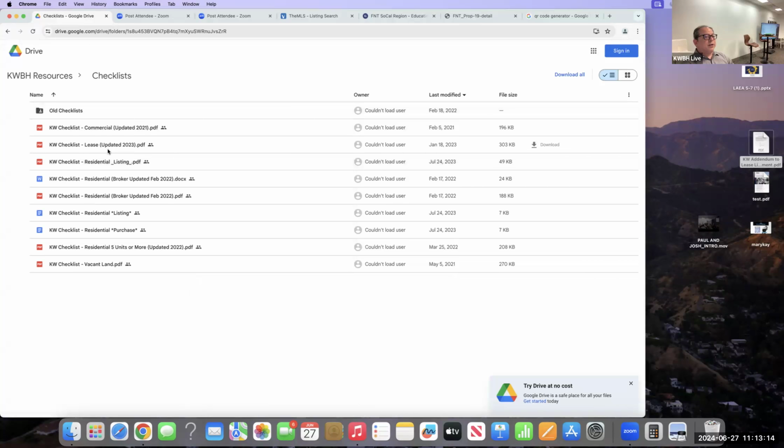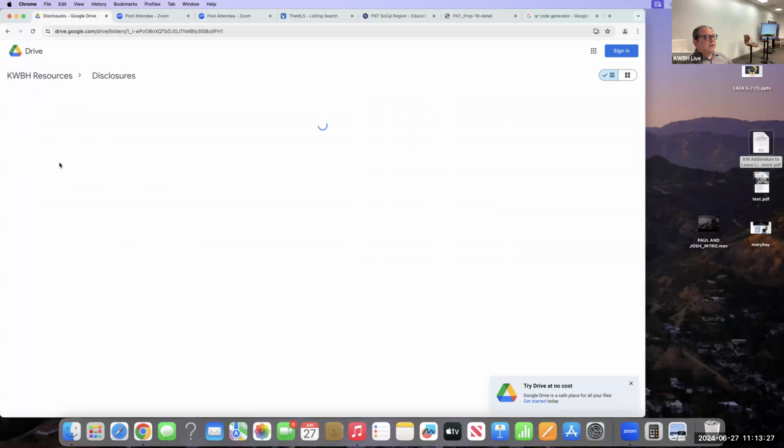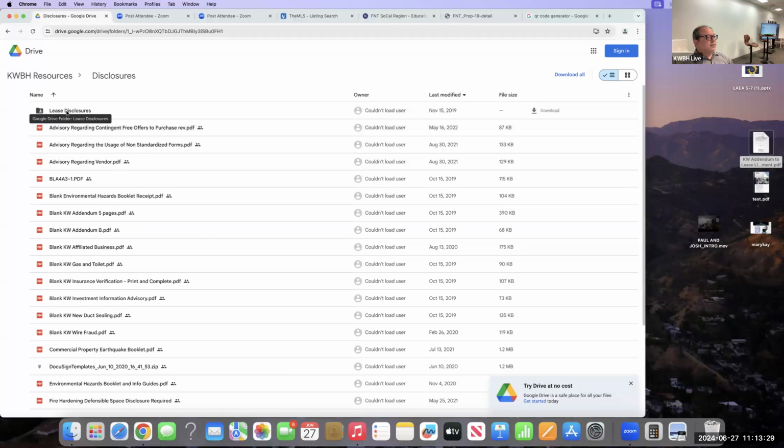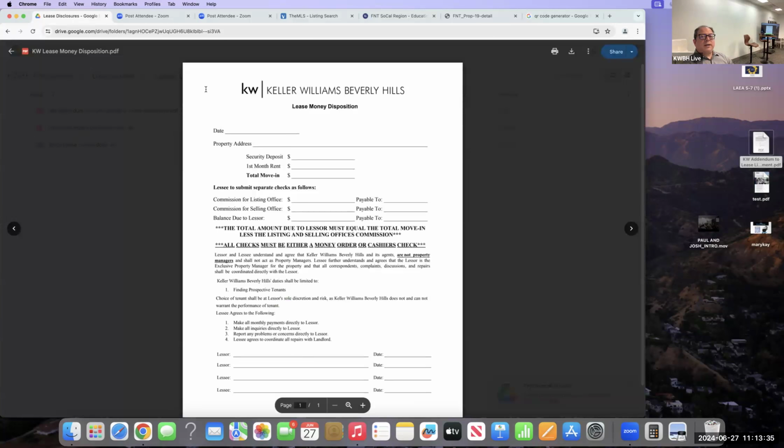So you're going to print your lease checklist. That's step 1. Step 1 is to go to the checklists area and print your lease checklist. Now I'm going to go back to the resources and go to disclosures. I need some lease disclosures. It's the top folder. So I'm going to go into lease disclosures and pull up the lease money disposition. Okay. I handed this out. It's on the flip side of the checklist.